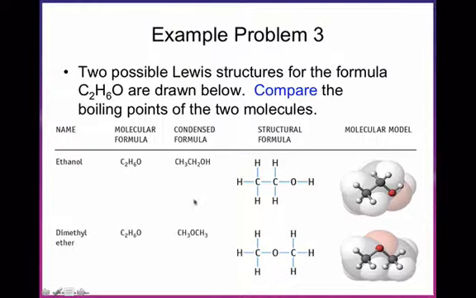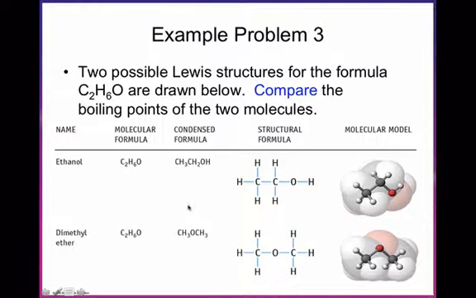All right, example problem 3. Two possible Lewis structures for the formula C2H6O are drawn below. Compare the boiling points of the two molecules. So their formulas are the same, but we can arrange the atoms in a different order. And it's asking us to compare the boiling points of each.